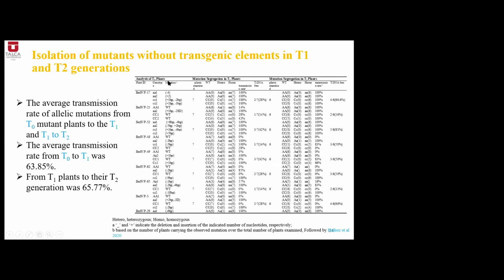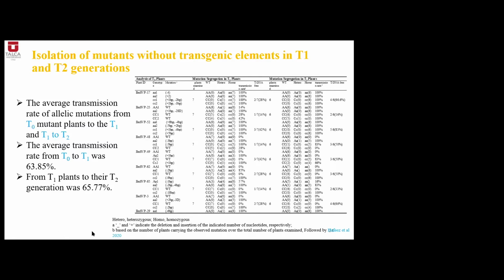After this, we also observed the transgenic element rate in the T1 and T2 generations. When we averaged from the T0 plant to the T1 generation, the transmission rate was 63.85. And for the T1 generation, we chose from one mutant plant and grew almost 10 T1 lines, or 7, like this.